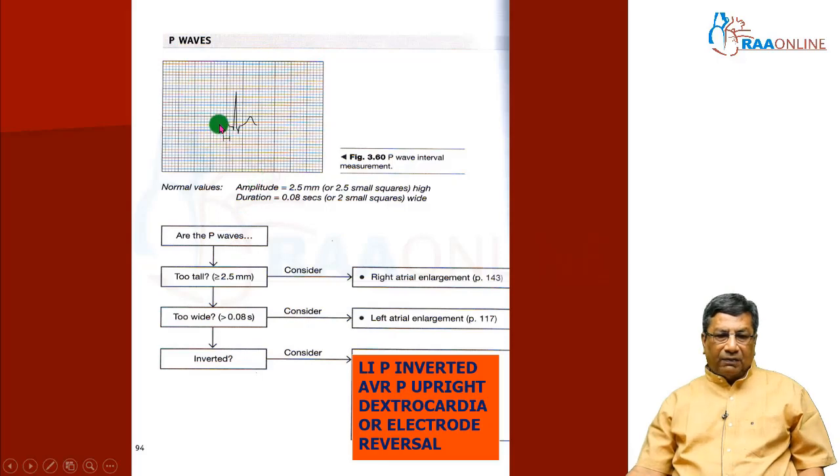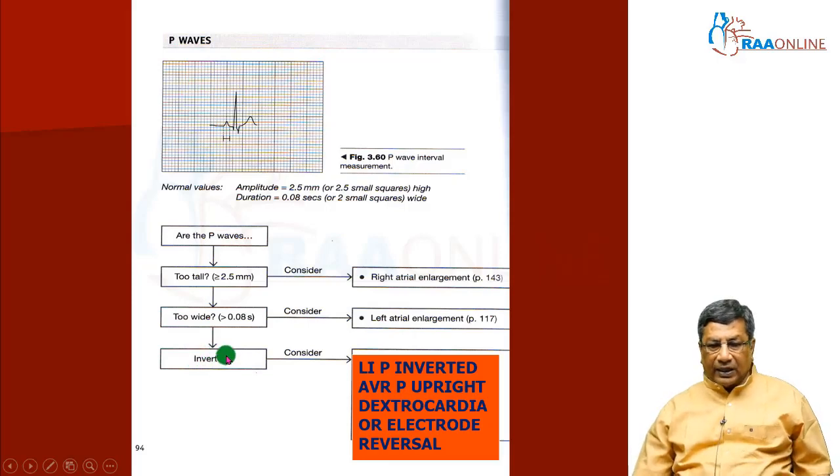We'll start with the P wave. P wave is due to atrial depolarization. When the P waves are tall, it is right atrial enlargement. When P waves are wide, it is left atrial enlargement. When the P waves are inverted in inferior leads, you must see where they are inverted. If they are inverted in L1 and upright in AVR, you must suspect either dextrocardia or technical dextrocardia.